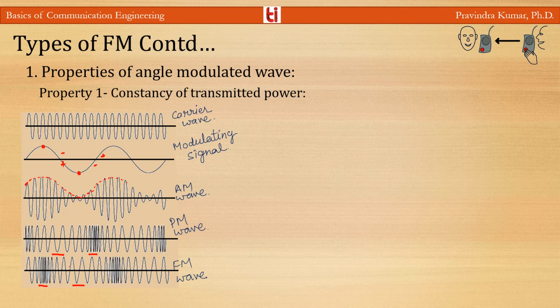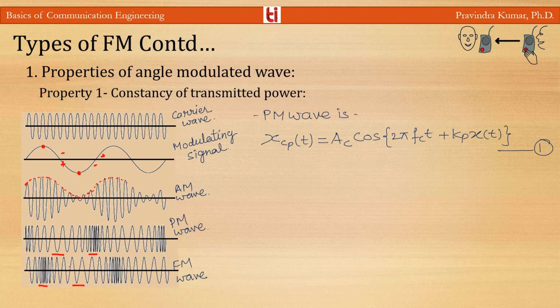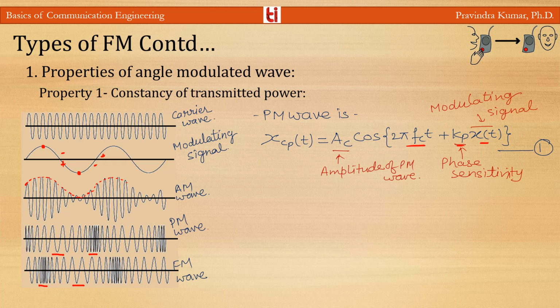You know about these. We know the PM wave can be expressed as xcp(t) = Ac cos(2π fc t + Kp x(t)), where x(t) is the modulating signal, Kp is the phase sensitivity, and Ac is the amplitude of the PM wave. This is equal to the amplitude of the carrier wave.